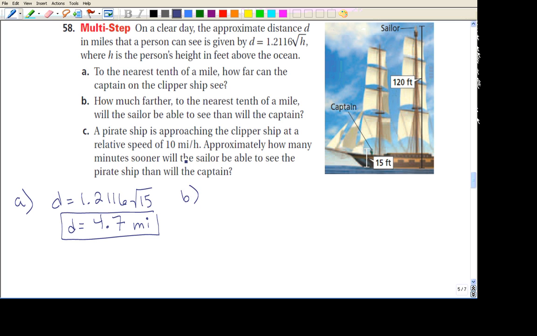Part B is how much farther, to the nearest tenth of a mile, will the sailor be able to see than the captain? The sailor's all the way up here. He's 120 feet above the ocean. So first let's find out how far he can see. We have d equals 1.2116 times the square root of 120. So he can see 13.3 miles. If we take what he can see and subtract what the captain can see, he's seeing 8.6 miles farther.